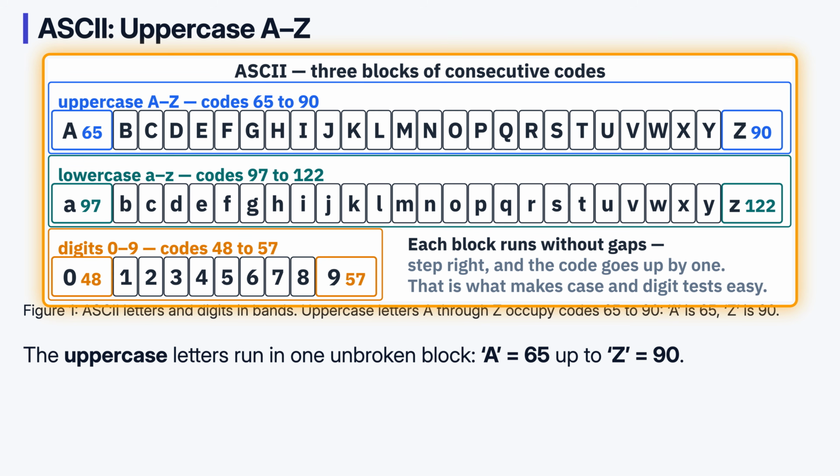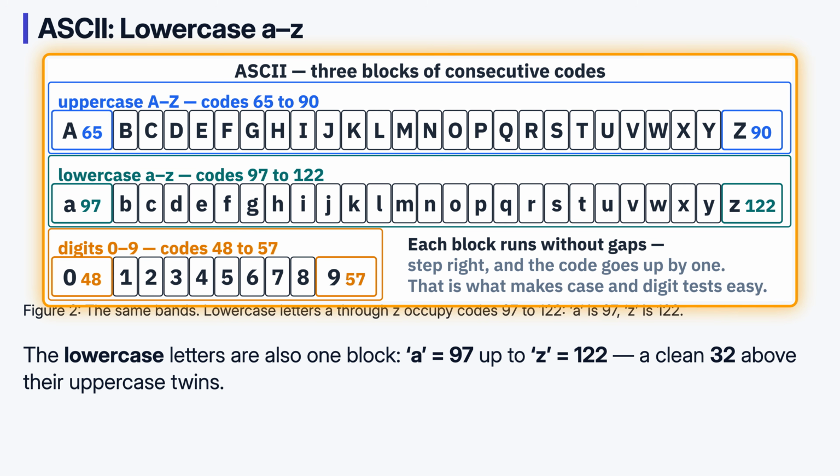This picture lays the ASCII letters and digits out in bands. Look at the top band first, the uppercase letters. They run in one unbroken block. The letter A is code 65, and each letter after it counts up by 1, all the way to the letter Z at code 90. Because the letters are contiguous, the letter at position N after A is just 65 plus N.